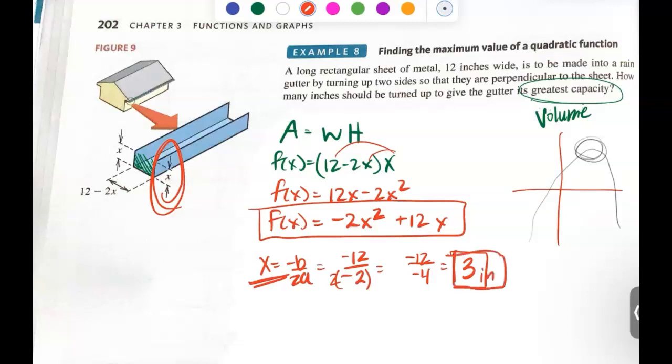If you fold it at 3 inches, that is going to be its greatest area of the cross-section and then give you the greatest volume.